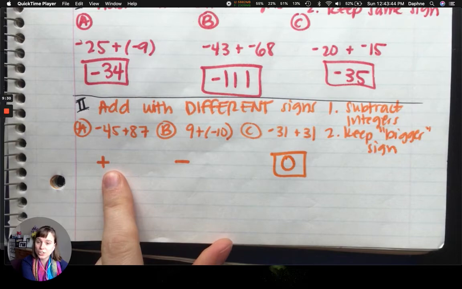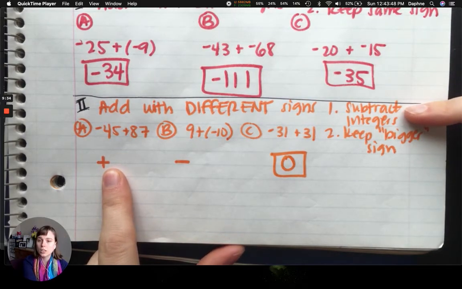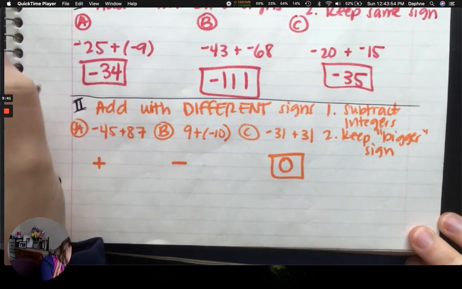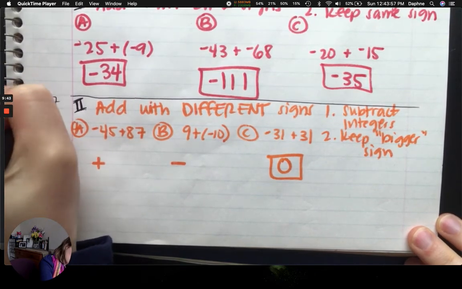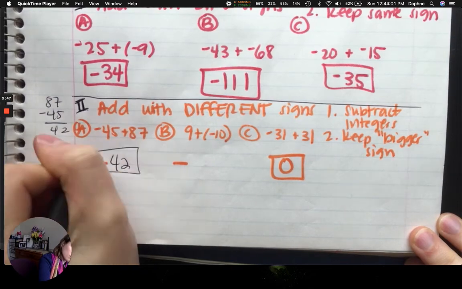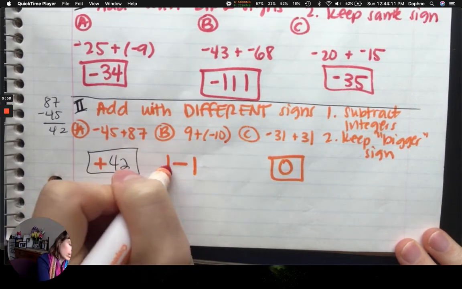So back to A and B. Now that I know the answer sign has to be positive, I can do step 1, subtract them. So what is 87 minus 45? So 87 minus 45, that's 42. So this is a positive 42. All right, and then 9 minus 10, or 10 minus 9. 10 minus 9 is 1. But it'll be a negative 1 in this case.